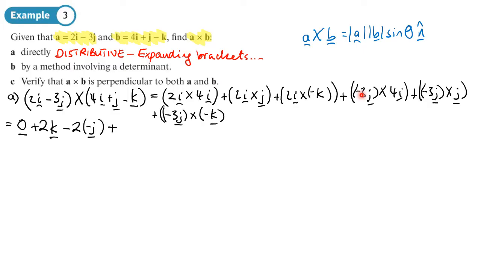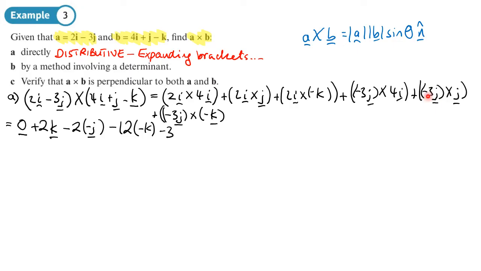Moving on to the next one here. Again, I'm going to bring the 3 out. So actually, let's get rid of that plus and put minus there. So it's going to be minus 12, minus 3 times 4. Then I need to work out j cross i, and that's negative k. So negative k. This bracket here, we'll work this out. So negative 3 times 1, that's going to be negative 3.